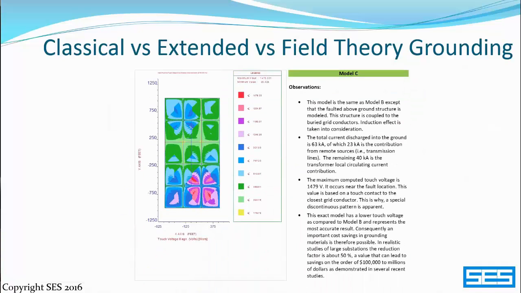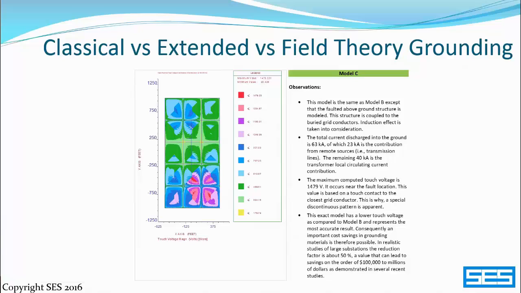Looking at the complete model, we see a pattern qualitatively similar to Model B, but the maximum touch voltage is now closer to 1.5 kilovolts. Modeling the case with as much precision as possible not only greatly influences the results, but can reduce material costs by up to 50%. In the realistic scenario that this example is based on, a project with Manitoba Hydro, the cost of the grounding grid being considered was reduced from $7 million to about $3.5 million, a significant savings indeed.